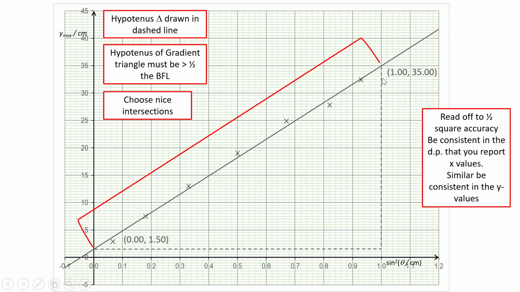Try to choose nice intersections so that it's easy for you to read. And when you take the read-offs, they should be read off to a half square accuracy. Because you're reading the x values from the same x scale and the y values from the same y scale, you should be consistent in the way you report all your x values and all your y values. The way to present your gradient working would be like this: the gradient triangle and the coordinates labeled clearly. There's no need to label this corner here because you're not going to use it. And please don't just draw an arrow and then label the value here. No other working should be done for the gradient on the graph paper.